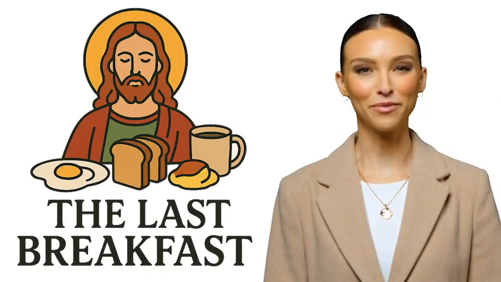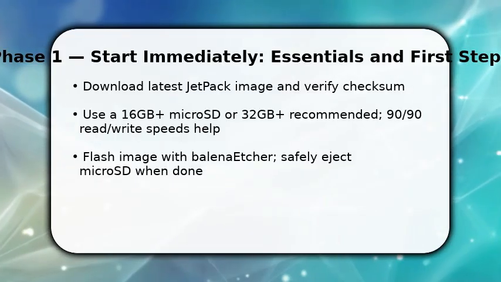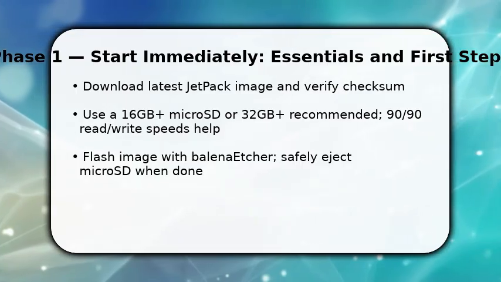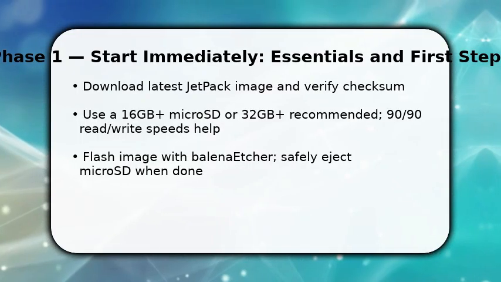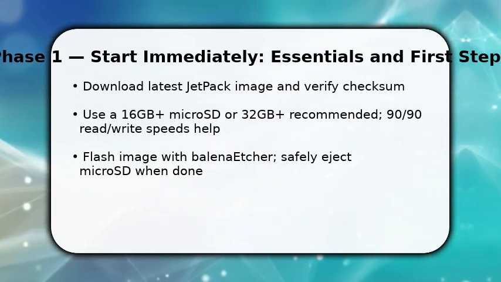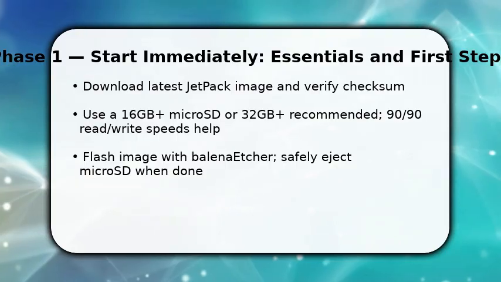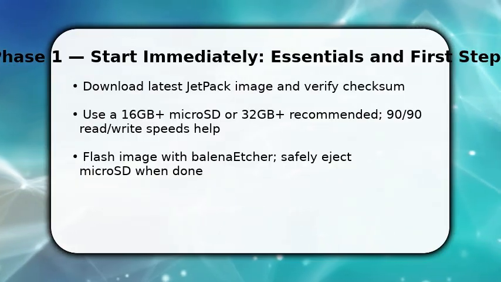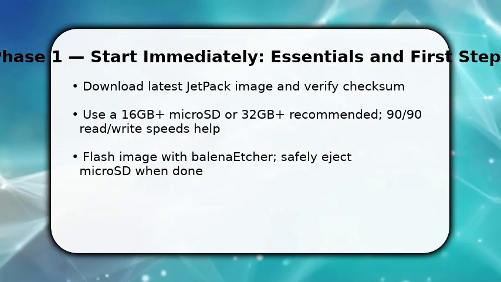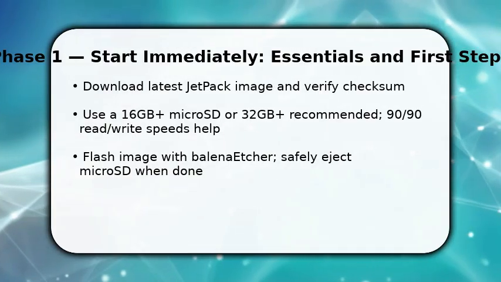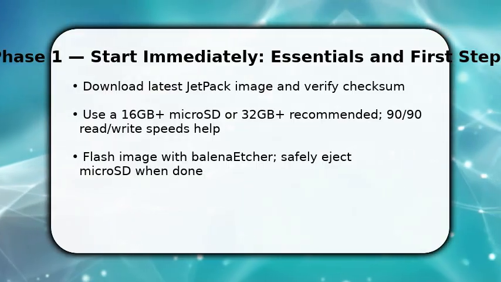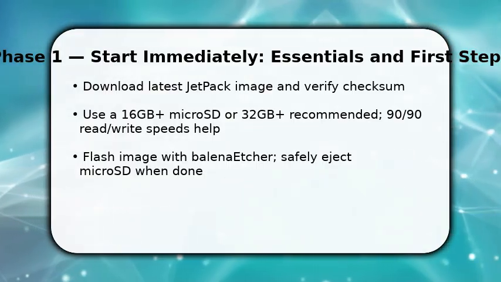Please enjoy the video. You start by preparing the system image. Download the JetPack build and verify its checksum so you avoid corrupted installs. Once verified, choose a 16 GB or larger micro SD, 32 GB recommended for models and datasets, because storage speed affects performance. Use Balena Etcher or similar to flash the image. Make sure to select the correct drive and wait for verification.